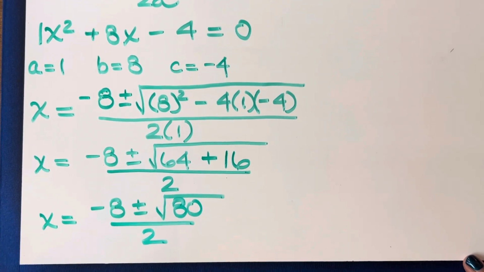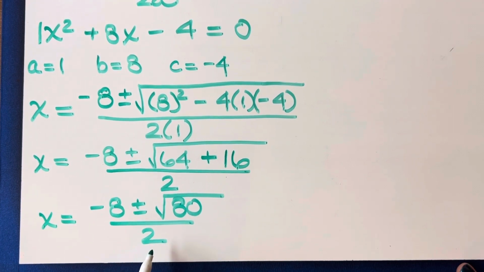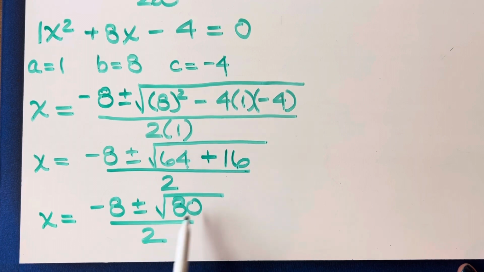At this point, you'll either be asked to express your answer as a radical or a decimal. If it's going to be a decimal, you can go ahead and figure out what the square root of 80 is and then do the rest of the calculations. But I'm going to leave mine as a radical just because it looks a little bit neater.